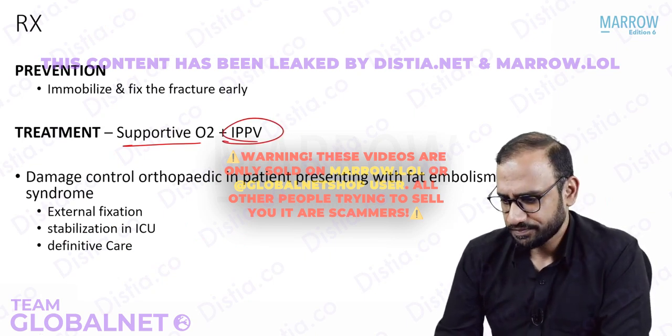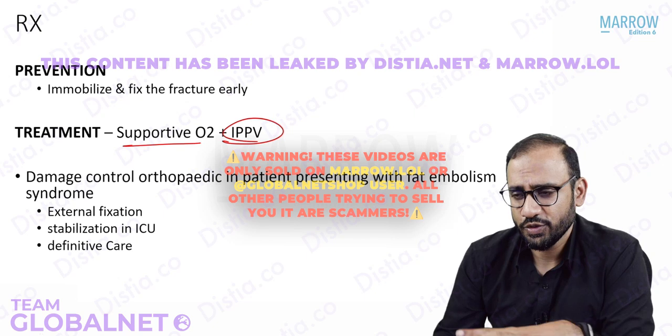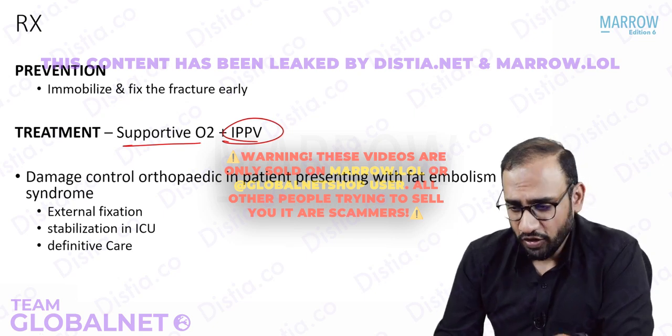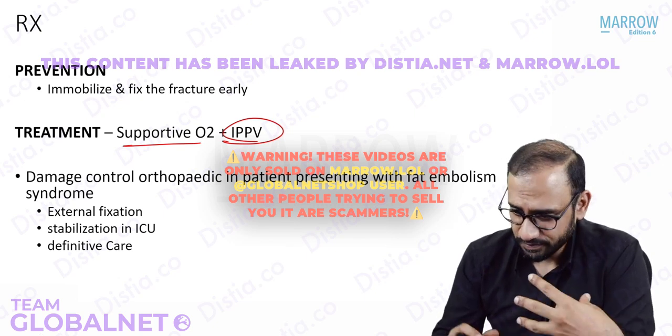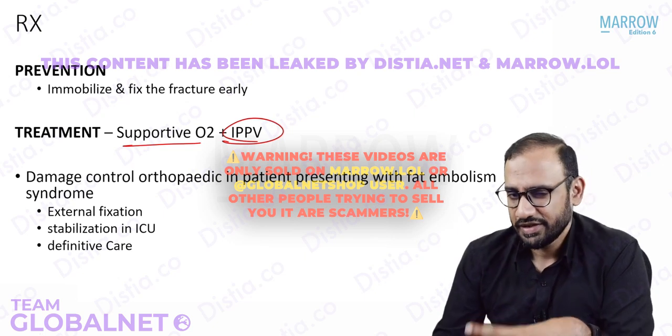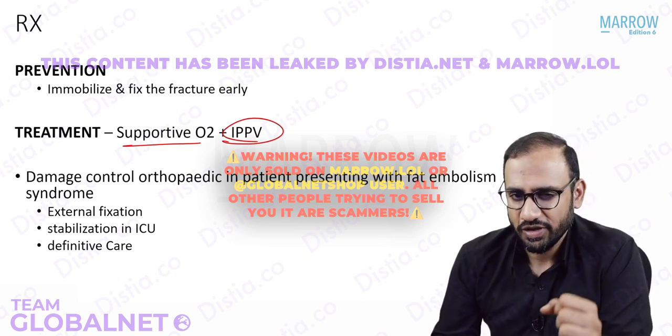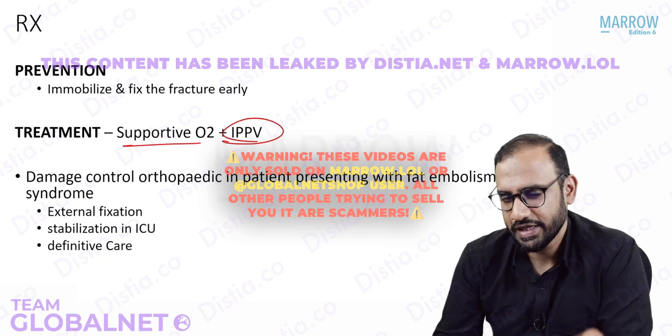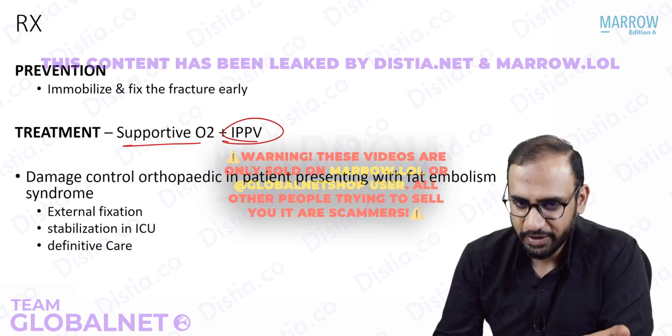Now, there are people who use dextran, people who use steroids, people who use heparins. All of these things are assumed to give some relief, but there is not enough substantial evidence for us to recommend something. So oxygen and supportive care is the standard treatment.